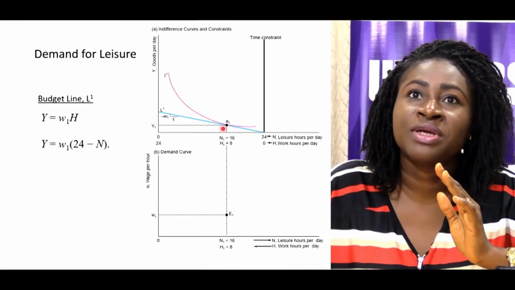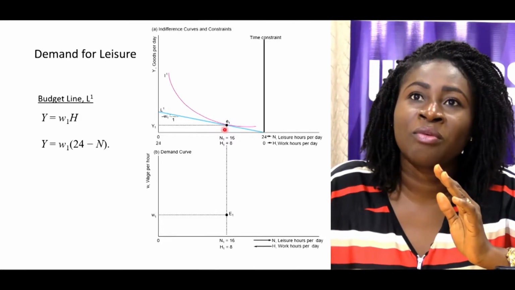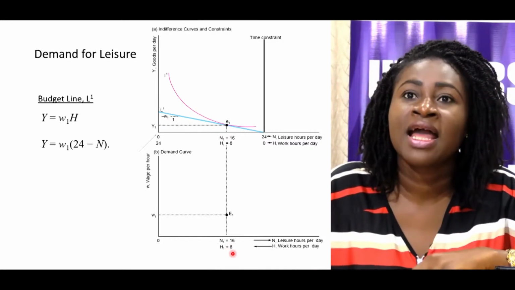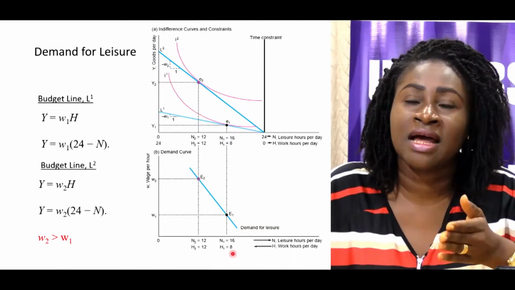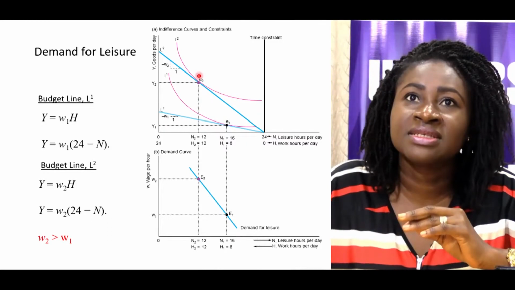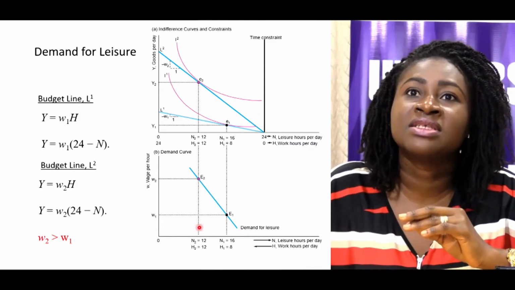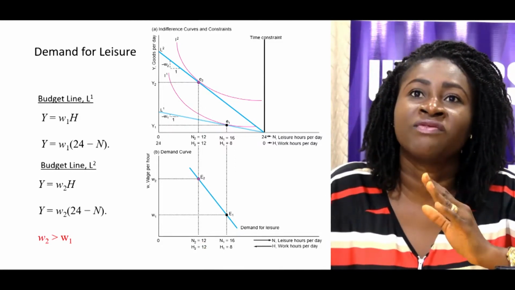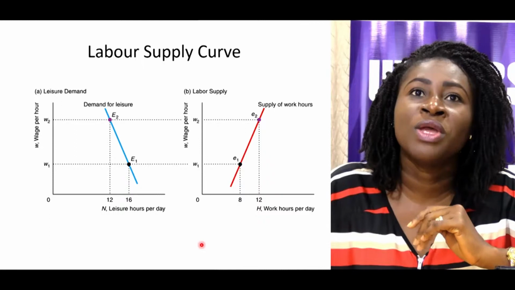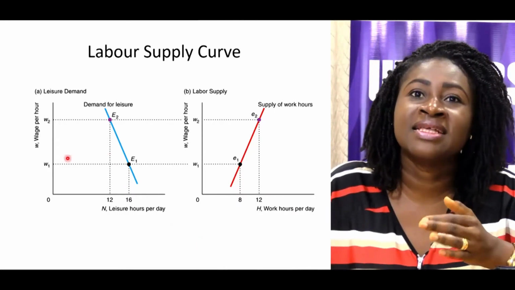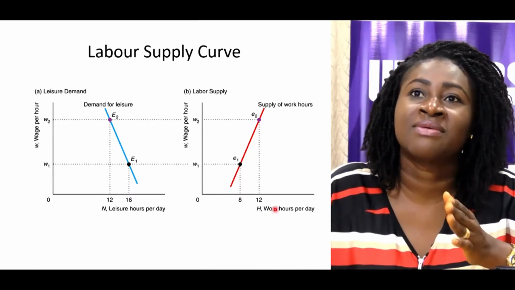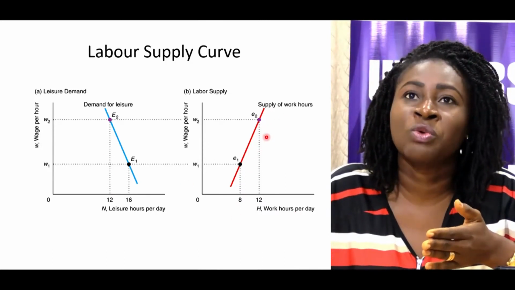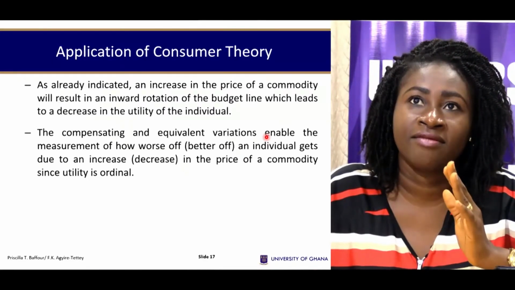So at a wage rate W1, this individual picks point E1 and supplies 8 hours of work and leisure for 16 hours. When the wage rate increases, the individual increases hours of work by supplying 12 hours of work and leisuring for 12 hours. When we plot the wage against the leisure and the wage against the hours of work, this is what you have, and this is your typical upward sloping labor supply curve, right?